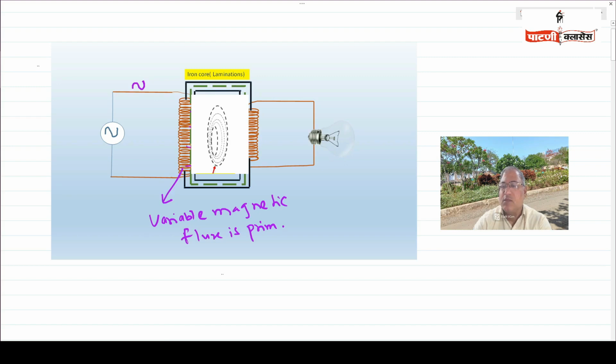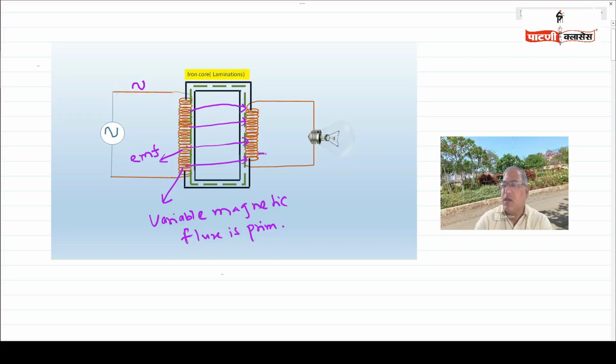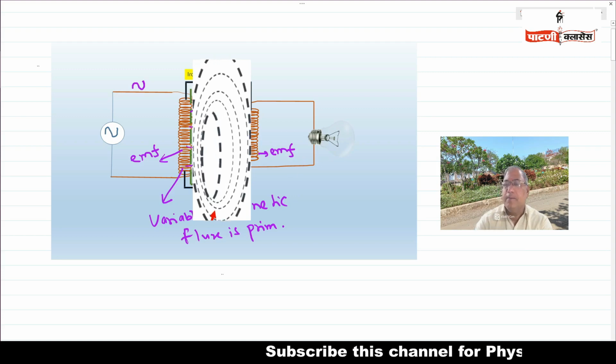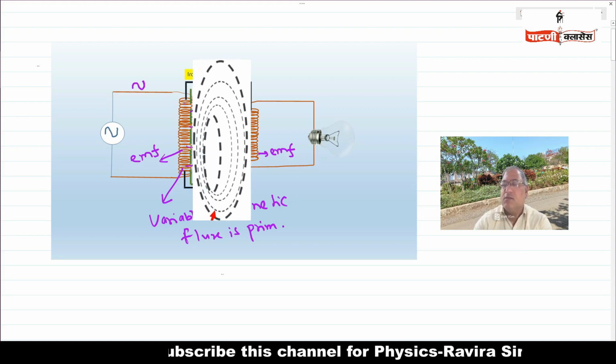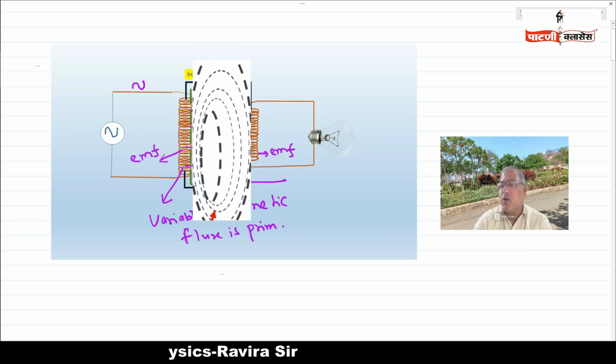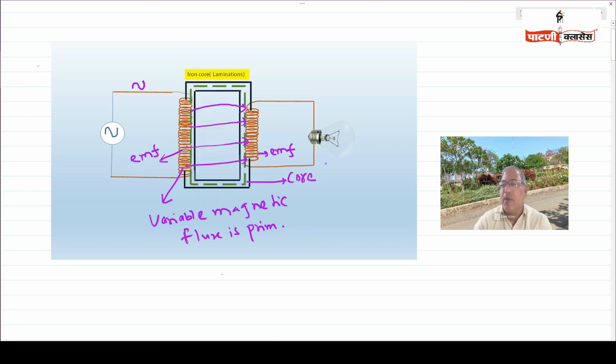The variable flux linked with the primary coil produces EMF in the primary coil, and the variable flux linking with the secondary coil also produces EMF in the secondary coil. That means EMF is produced in the primary coil as well as the secondary coil. And the flux passes through the iron core also. That means the iron core is strengthening the flux produced by the primary coil.